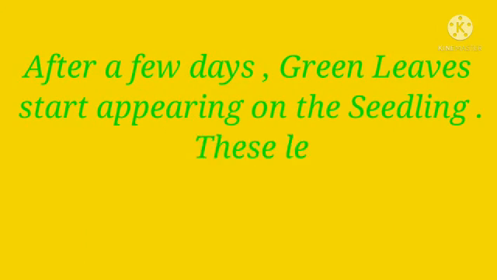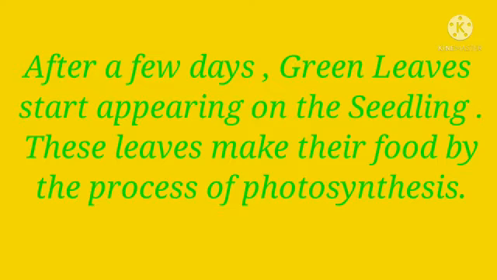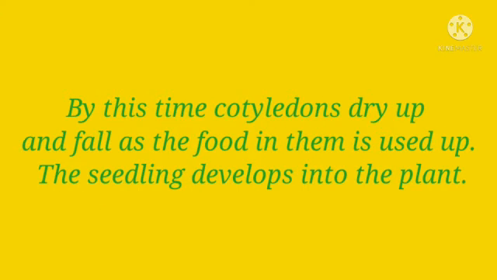After a few days, green leaves start appearing on the seedling. These leaves make their food by the process of photosynthesis. By this time, the cotyledons dry up and fall off as the food in them is used up.